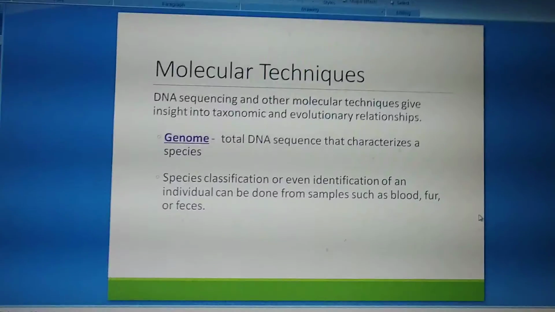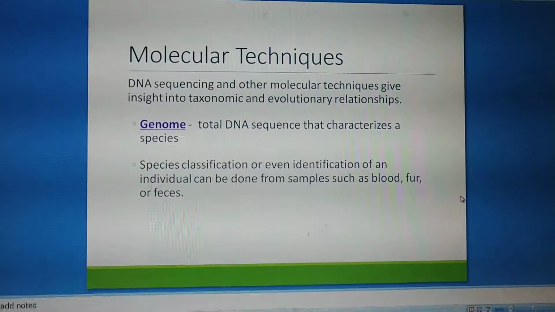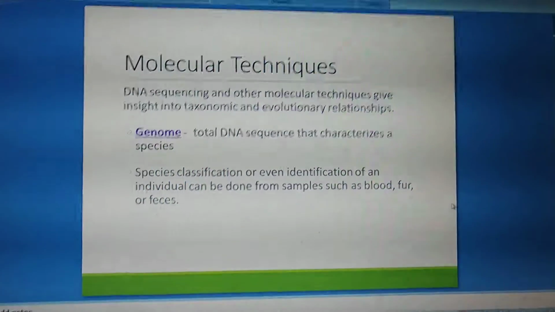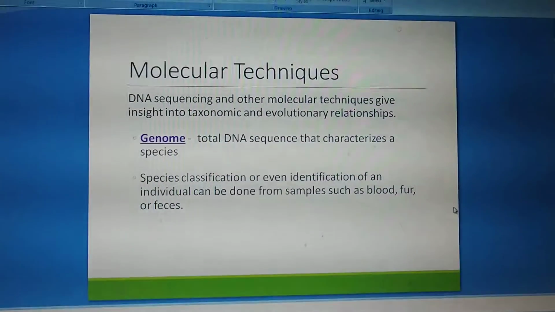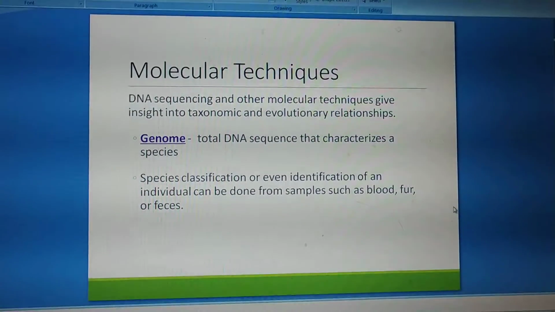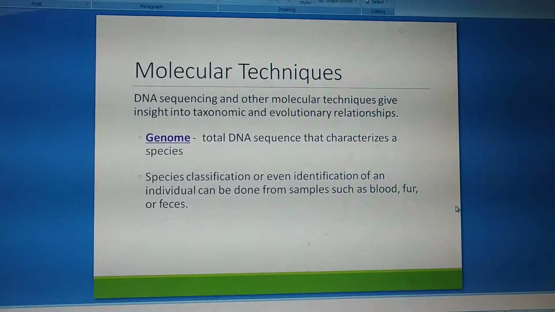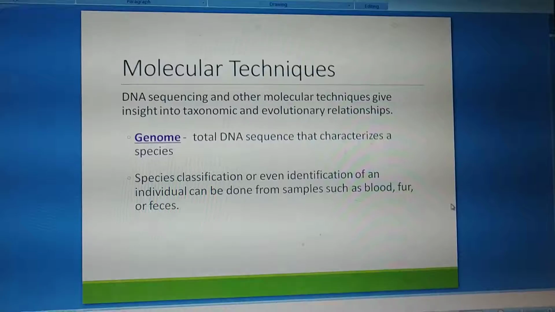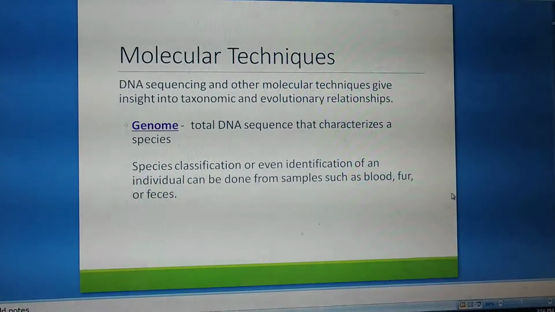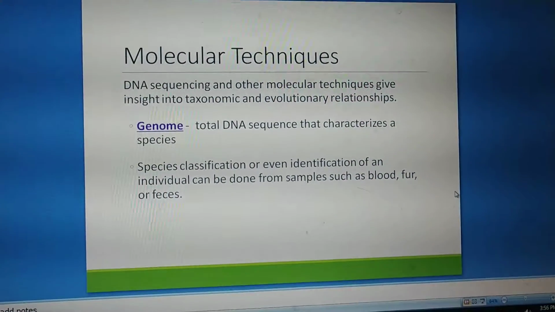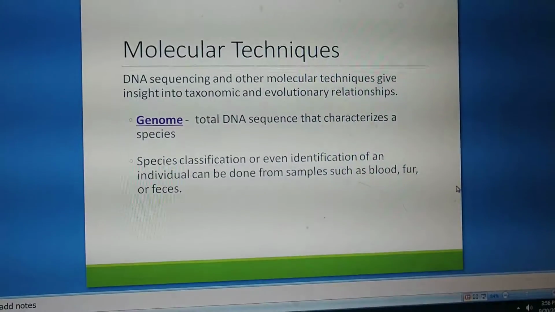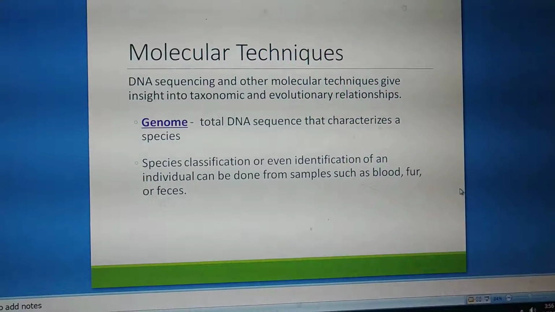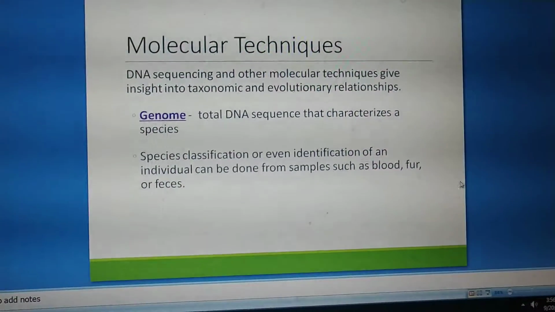Now, one way that we can look at relationships is using molecular techniques. By looking at DNA sequences, we can get insight into taxonomic and evolutionary relationships. So basically what we do is sequence the genome of our organism of interest. The genome is all the DNA that makes up a species. And you can actually get DNA from things like blood, fur, or even feces, which is kind of funny.